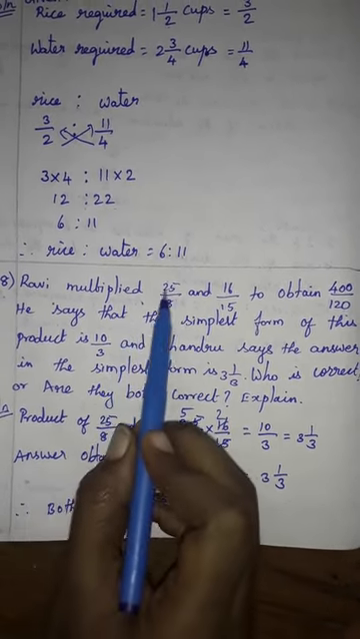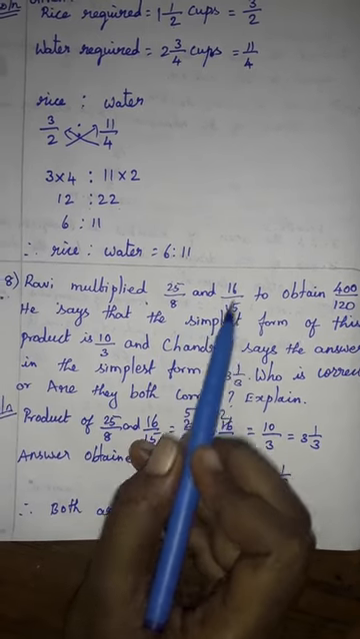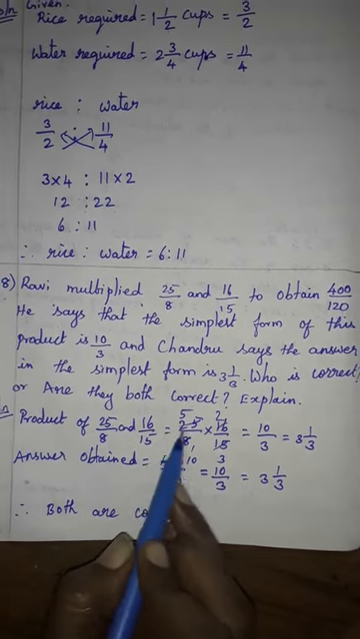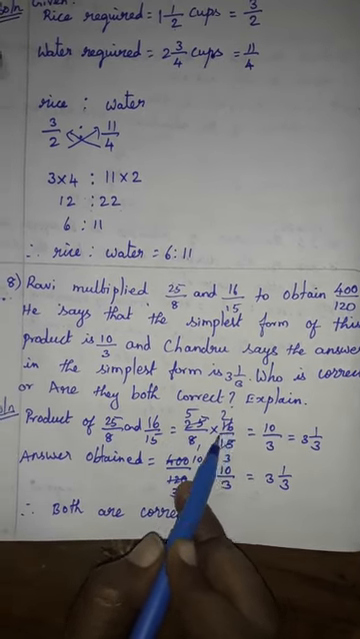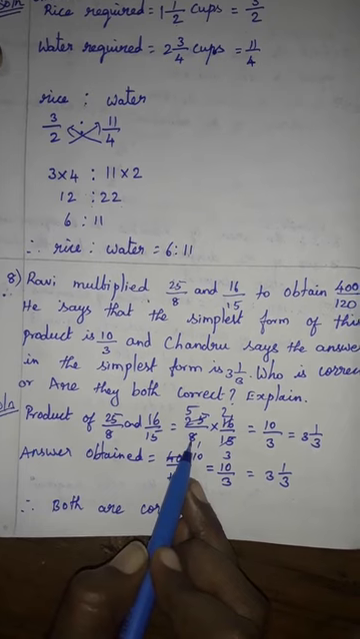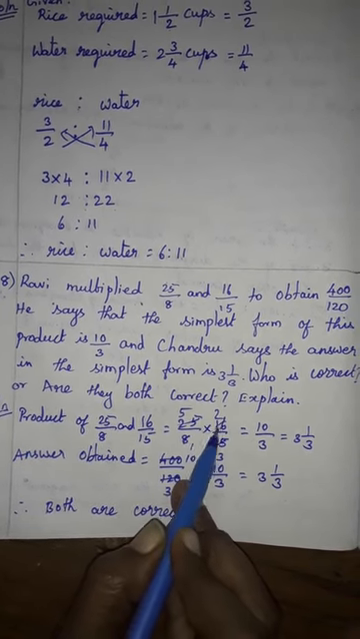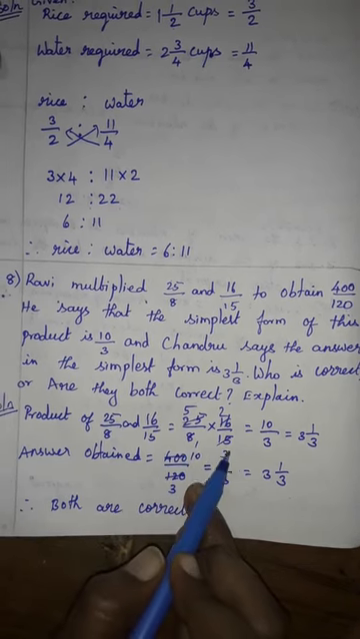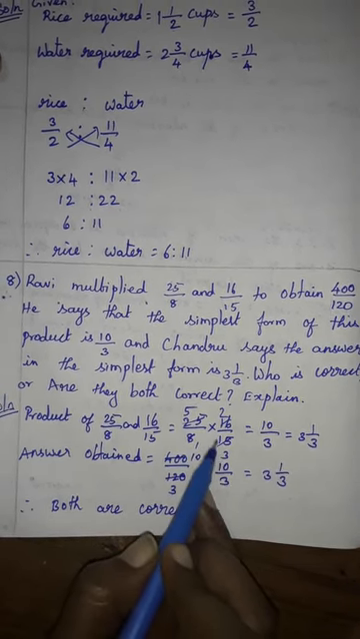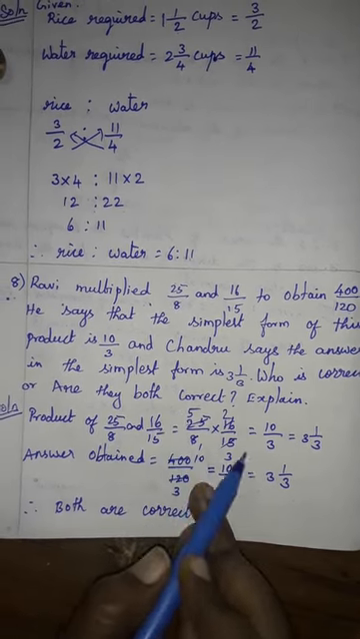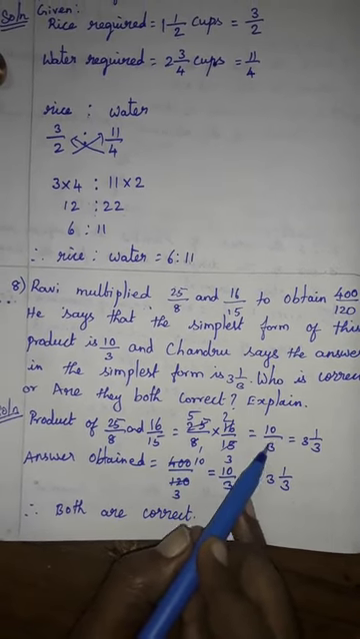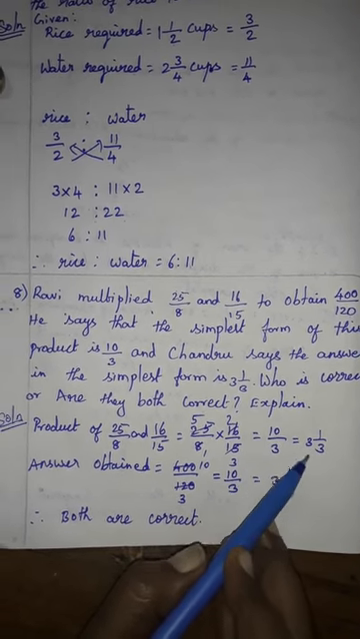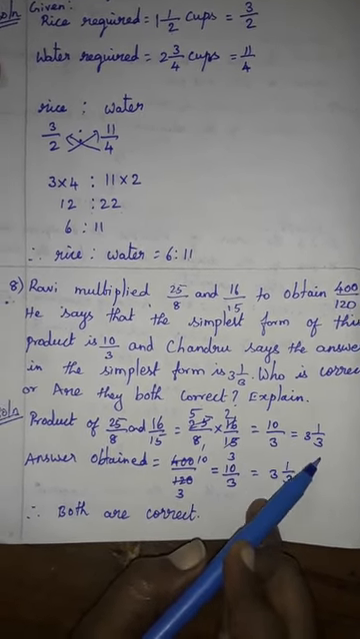Ravi says that the product of 25 by 8 and 16 by 15 is 10 by 3. That is, the product of 25 by 8 and 16 by 15 equal to 25 by 8 into 16 by 15. When we are cancelling 8 and 16, 8 comes 1 times and 16 comes 2 times. And we are cancelling 15 by 25. 15 comes 3 times and 25 comes 5 times. So we get the answer as 10 by 3. It is in the improper fraction. So we are changing into mixed fraction. We get 3 1 by 3.